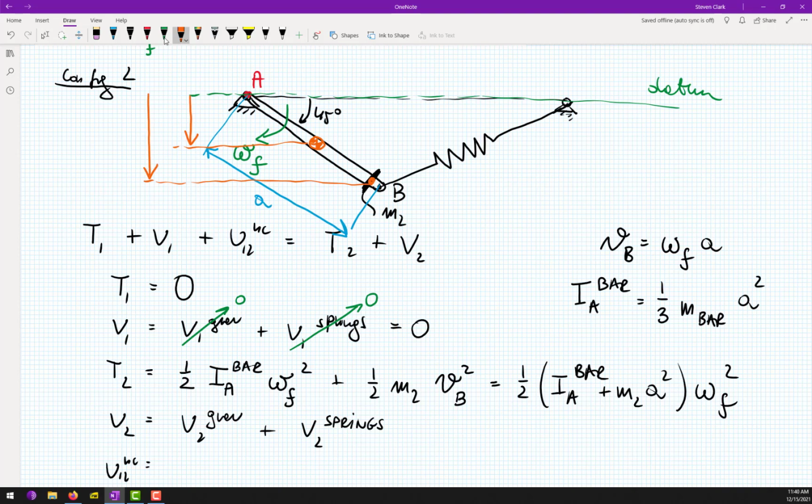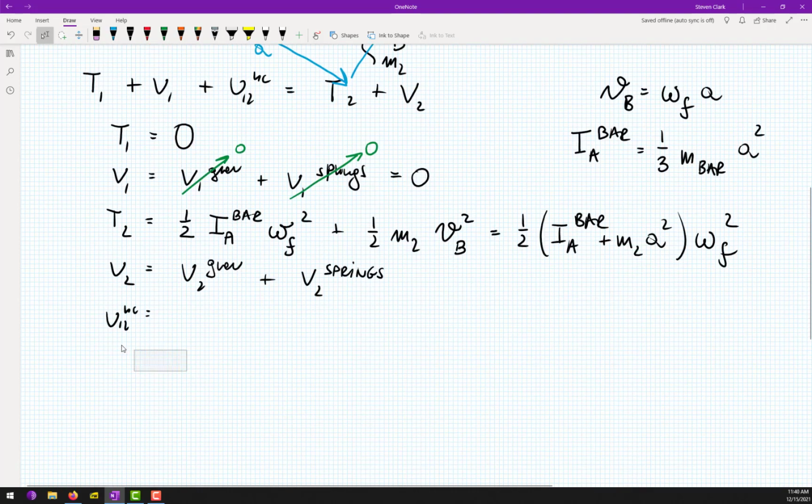This will be A times sine 45. And this one will be 1/2 of that, yes? So it will be a half sine 45 degrees. Okay, so we can write in here, this will leave on the desert, okay?